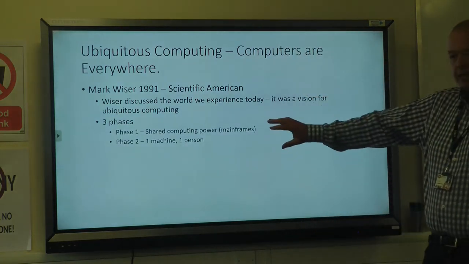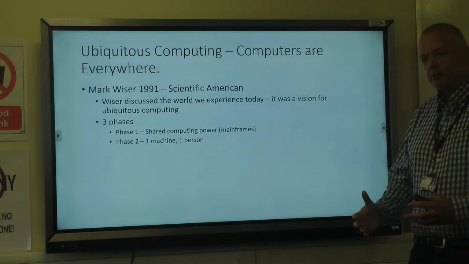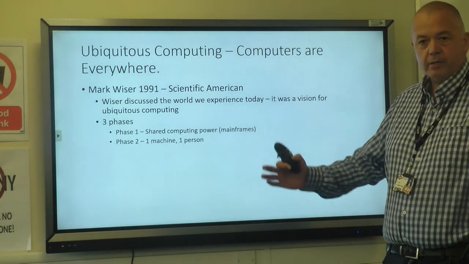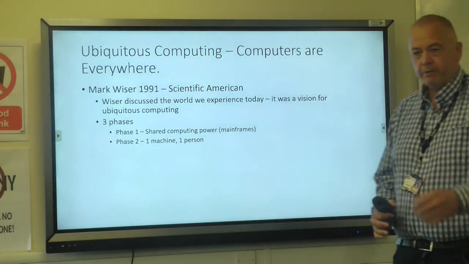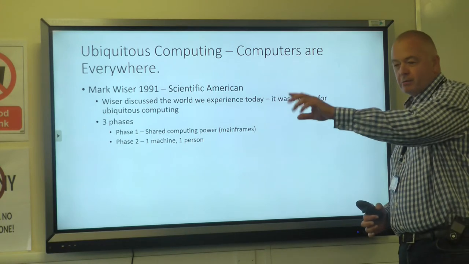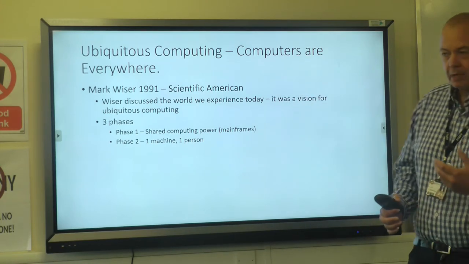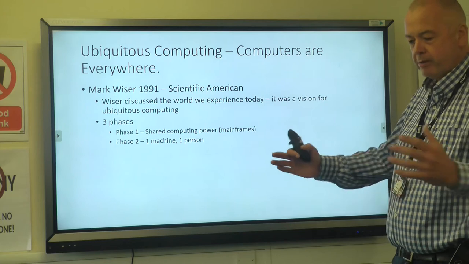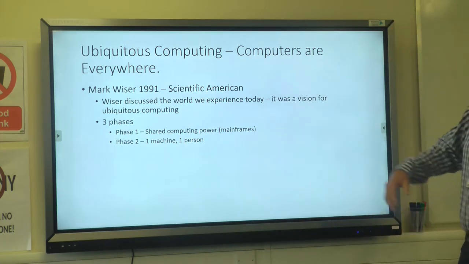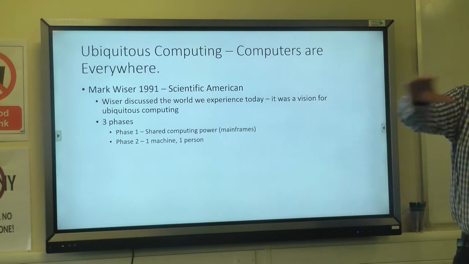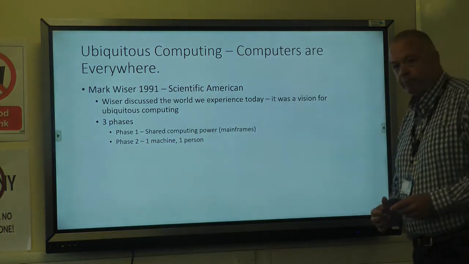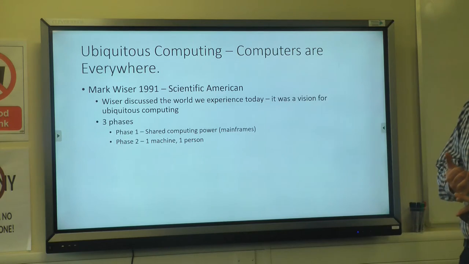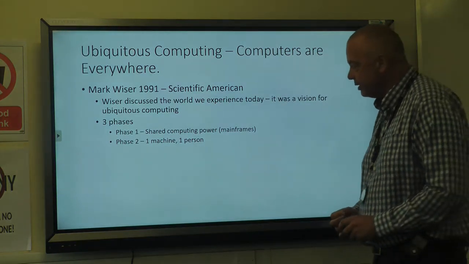So phase one was shared computing. That's basically the way things used to be in the 60s and 70s. So what you had was a big building full of people working on computers, and all of those computers weren't really computers, they were called dumb terminals. And they communicated via a wire to a mainframe computer, and that was a great big computer, filled up a whole room, and that provided the computing power for all the people in the offices. Mainframes were ridiculously expensive, ridiculously complex to run, and weren't very powerful compared to what we've got nowadays.